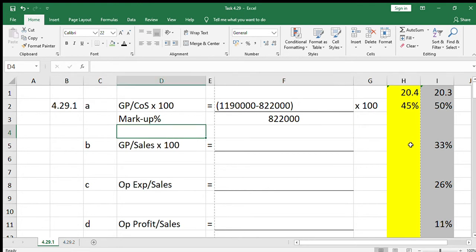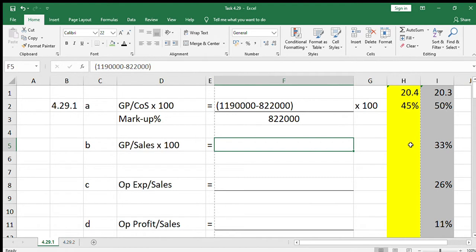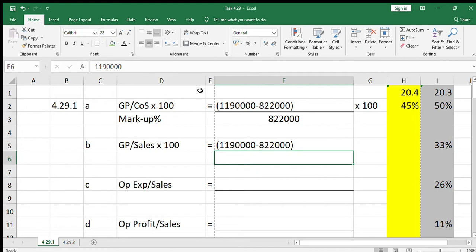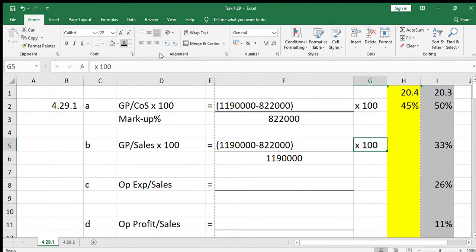The next one we have to calculate is gross profit divided by sales. We've already calculated the gross profit, or else you can just copy the calculation from above. This time we're not dividing by cost of sales, we're dividing it by sales of 1,190,000. Again, you multiply it by 100 and calculate your answer. These formulae are quite easy.